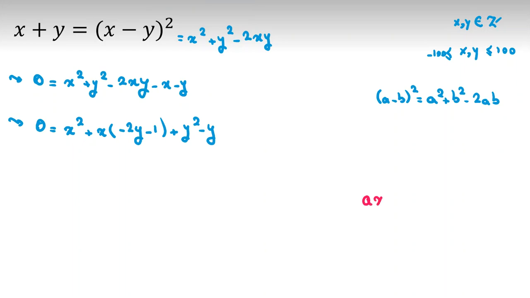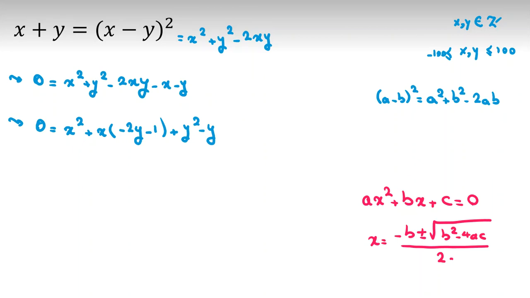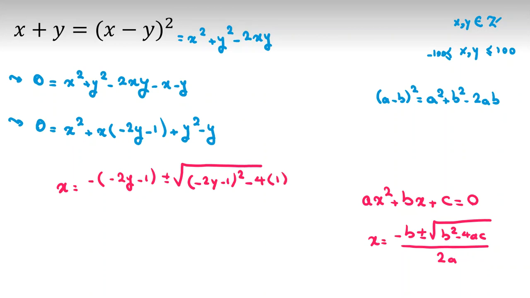If you don't know what the quadratic formula is, let me write it for you. ax squared plus bx plus c equals 0, and x equals negative b plus or minus the square root of b squared minus 4ac, all over 2a, because it's useful in many math exams and basics. Here, b is negative 2y minus 1, so x equals negative b, which is negative (negative 2y minus 1), plus or minus the square root of (negative 2y minus 1) squared minus 4ac. a is 1, c is y squared minus y, all over 2a, which is 2 times 1.